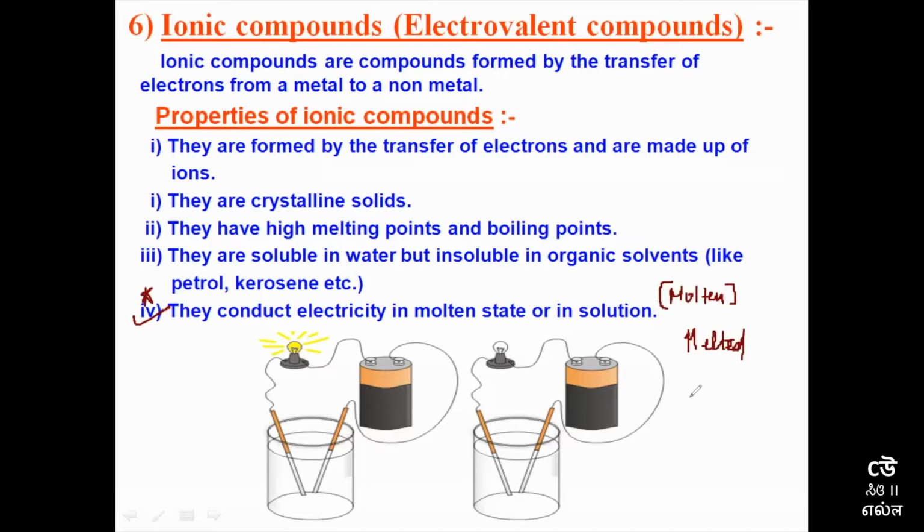So, solid sodium chloride or solid magnesium chloride are not capable of conducting electricity. But as soon as they are in melted state or molten state, or if they are dissolved in water, or converted into a solution form, they can easily conduct electricity, which is why in case of electrolysis we use molten ionic compounds. So this was about properties of ionic compounds.